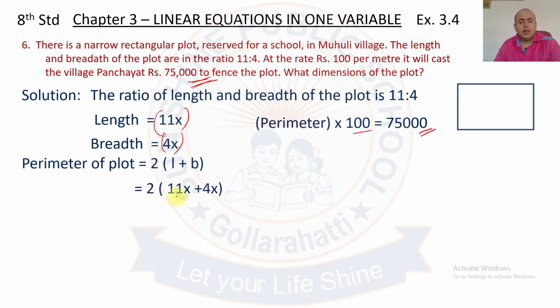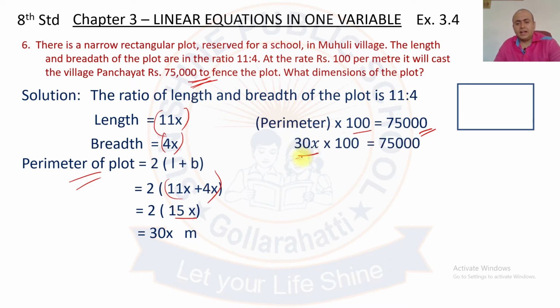That is 2 into (11x plus 4x), which is 2 into 15x. If you add 11 plus 4, we get 15x, and multiplying by 2 gives 30x. Therefore, the perimeter is 30x meter. In the place of perimeter, I have taken 30x and multiplied by 100, which equals 75,000.